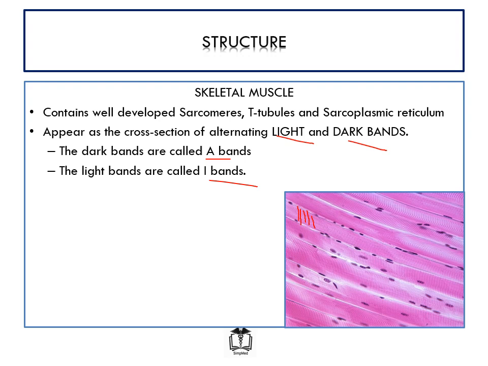Those dark and light bands is what makes us say that a skeletal muscle is striated in the first place, because you can see that it forms like stripes. The dark bands are called A bands. The light bands are called I bands.